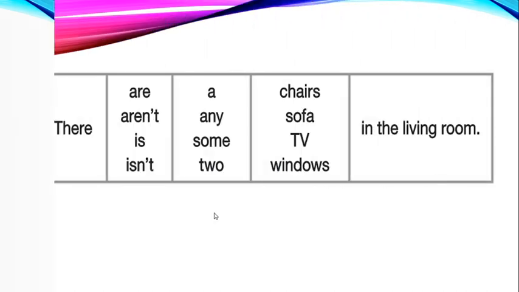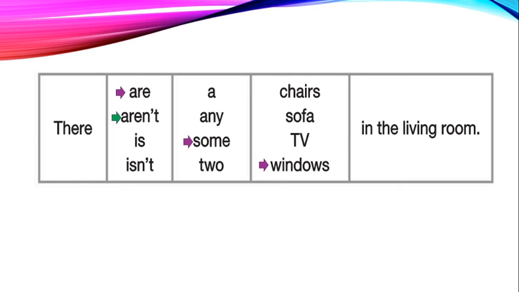Let's go to practice in here. There are some windows in the living room. Okay, that is plural. There aren't two chairs in the living room. There is a TV in the living room. And there isn't any sofa in the living room.